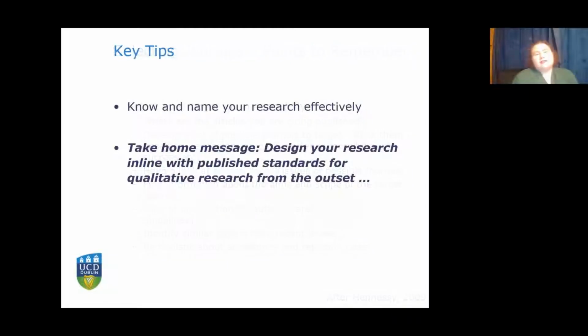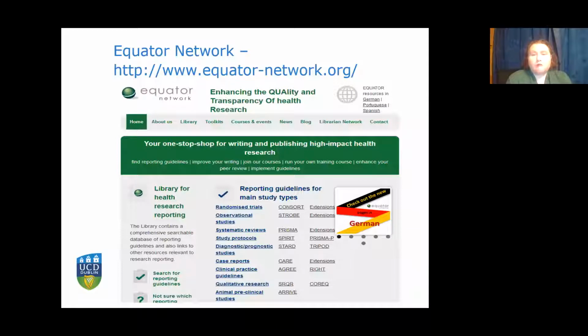Okay, so the second set of tips that I want to focus on is these two. So know and name your research effectively, and the most important message, where you can design your research in line with published standards. So what do I mean by published standards? I'm sure many of you are familiar with the Equator Network, but on the off chance that you're not, this is a one-stop shop, as you can see, for writing and publishing health research. It's a database of reporting guidelines for pretty much almost any study that you can imagine, including, and it's not mentioned here, but there are some excellent guidelines for mixed methods here.